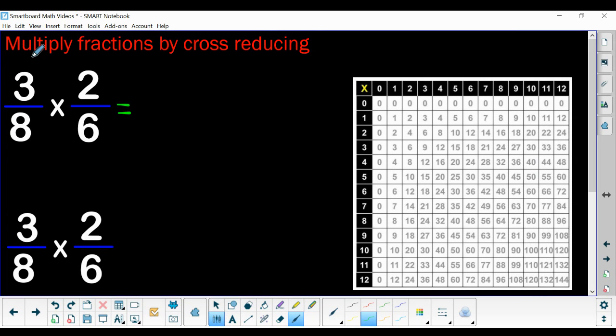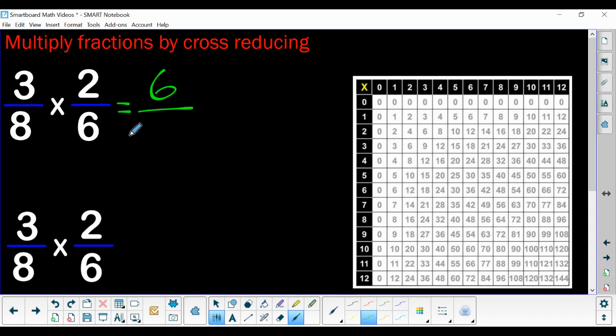So remember, multiply your top with top. 3 times 2 is 6. 8 times 6, that gives us 48. Always check if you can reduce, and obviously you can. Now they're both even, so you could divide both by 2. But always check if there's a bigger number, a bigger factor that I can divide both of these by. So I think we can do better than 2.